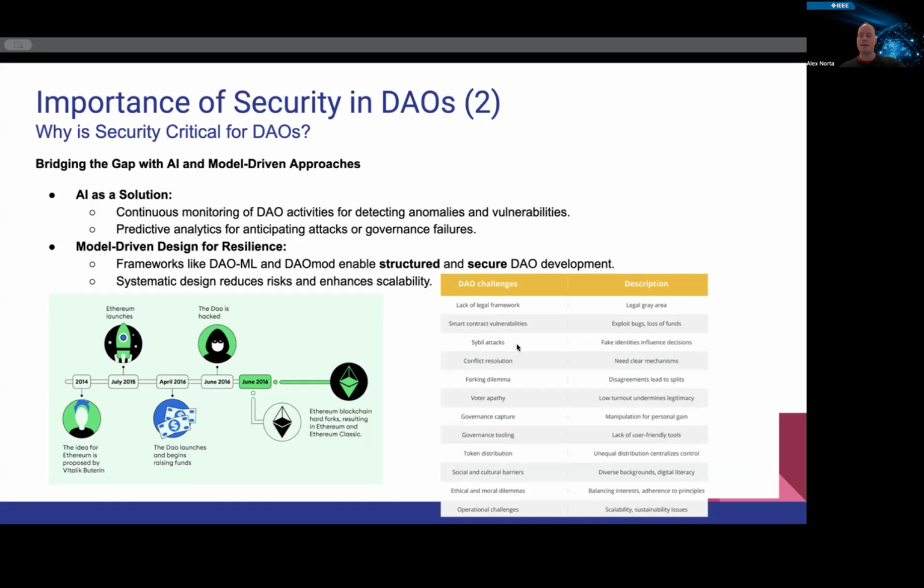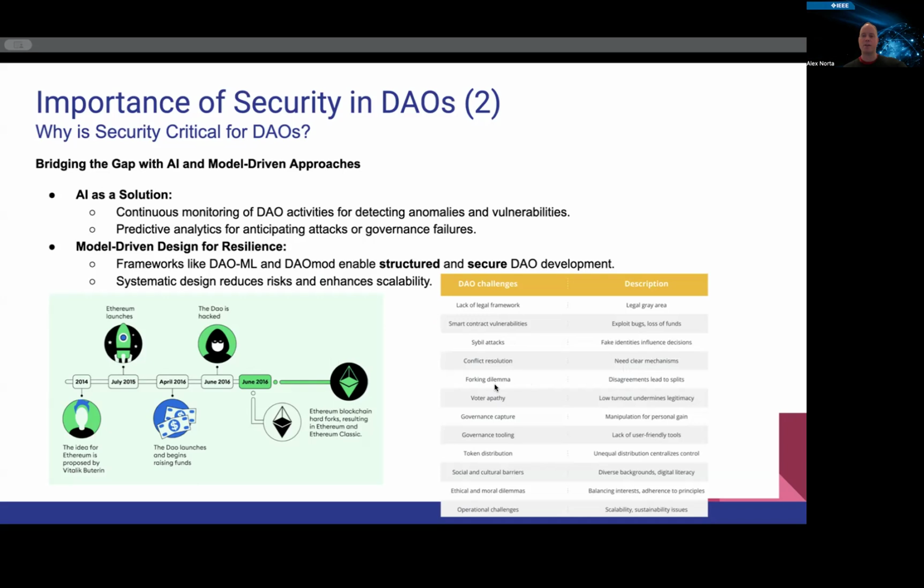Then there are Sybil attacks possible, where fake identities can be used to influence decision making in, say, DAO voting procedures. Also, you can interfere in the conflict resolution mechanisms, maybe create a kind of deadlock. So it's really important to have clear mechanisms in place when it comes to conflict management.